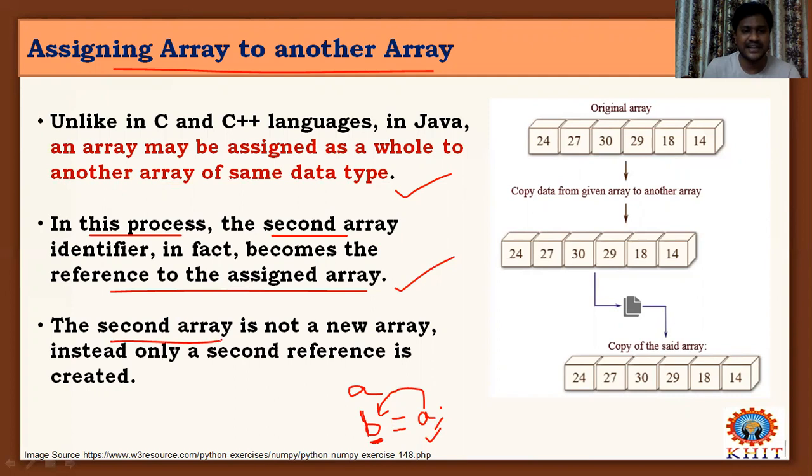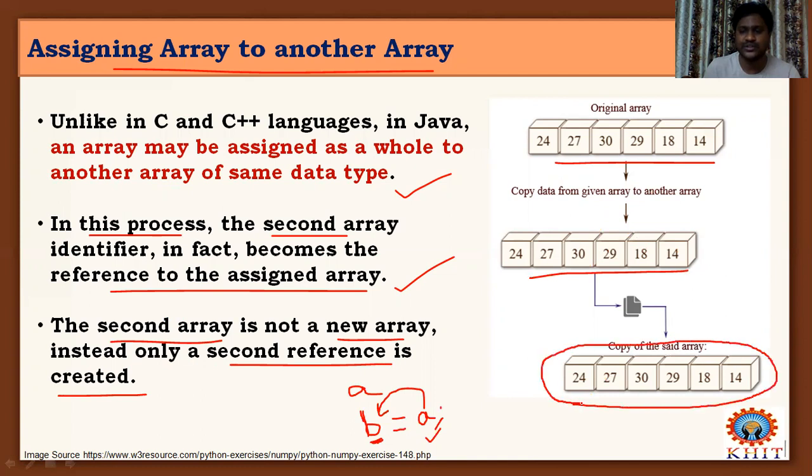The second array is not a new array, but only a second reference to the array created first. We'll see this in the example also. This one is the original array, and the copy is nothing but the original array's content, with just a second reference created to this array.